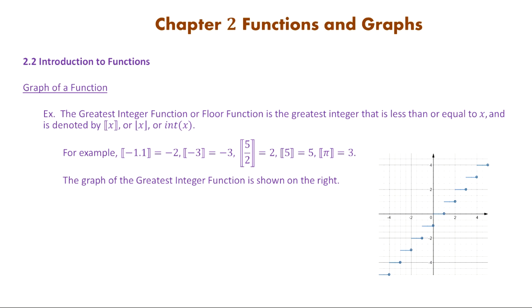So that's why you get all the open circles on the right-hand end of each piece, but the closed circle on the left end of each piece. That's called the floor function, also known as the greatest integer function.